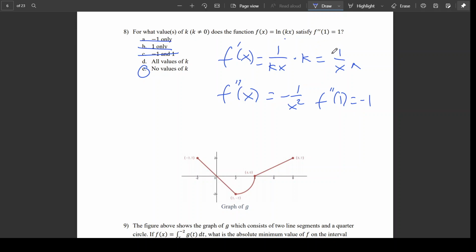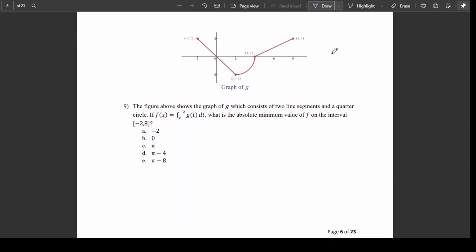Okay, now we get into one of my favorite problems, question 9. The figure above shows the graph of g, which consists of 2 line segments and a quarter circle. If f of x equals the definite integral from x to negative 2 of g of t dt, what is the absolute minimum value of f on the interval from negative 2 to 8? Okay, so how do I do this?